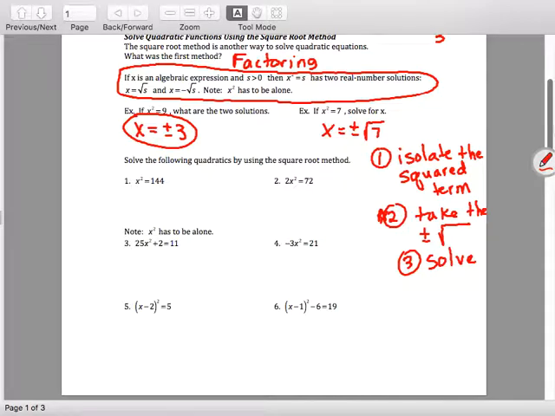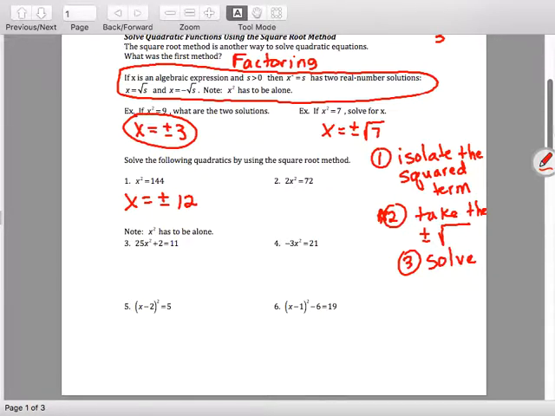So step 1, isolate the squared term. Hannah, is the x squared alone on the left side? Yes. Then Ellie, what is step 2? Take the plus or minus of the square root. All right, I'm going to do plus or minus, and if you have a calculator, if you don't know this one, what's the square root of 144, Josh? 12. Okay, and then I'm done because that was it.